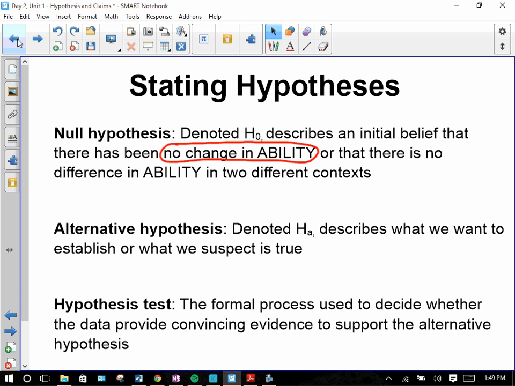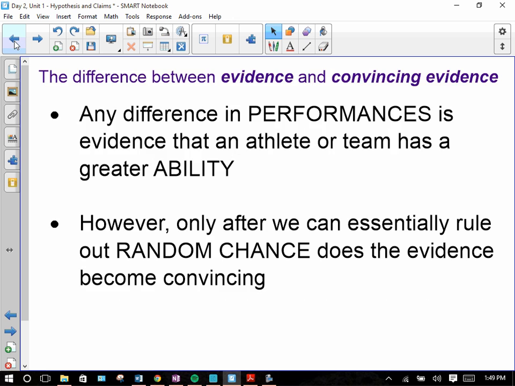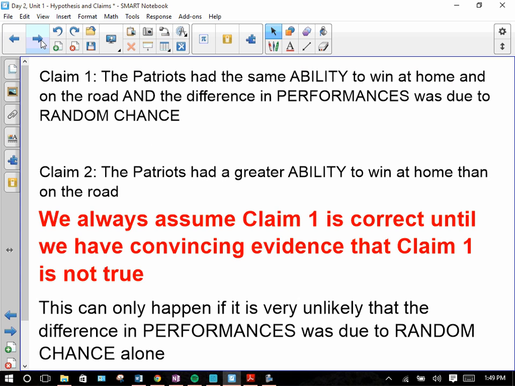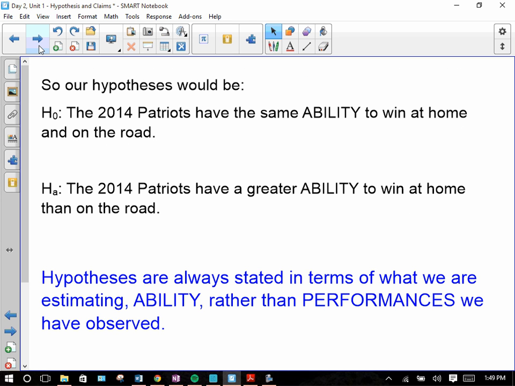Okay, so on the next page, you can see this. We've been talking about there being this greater ability for the Patriots to win at home than on the road. So what I'm going to do is show you the null hypothesis and the alternative hypothesis for this. We're going to write them down. All right? I want you to pay attention to this stuff.